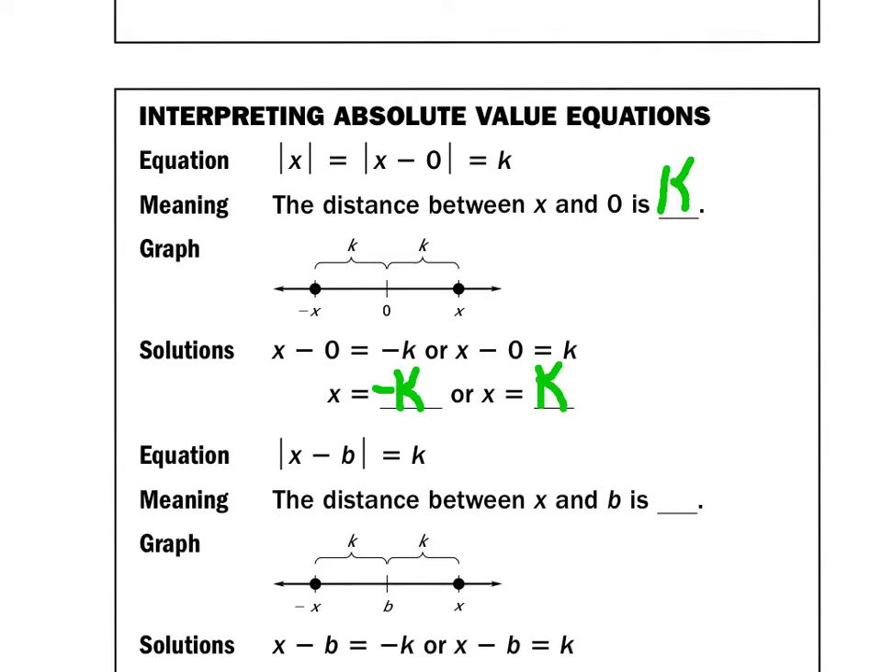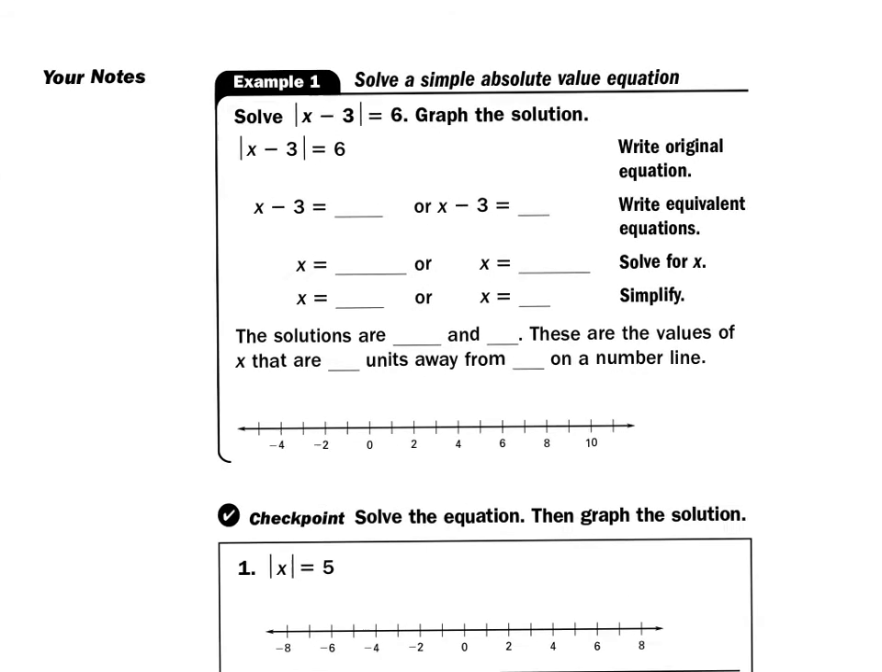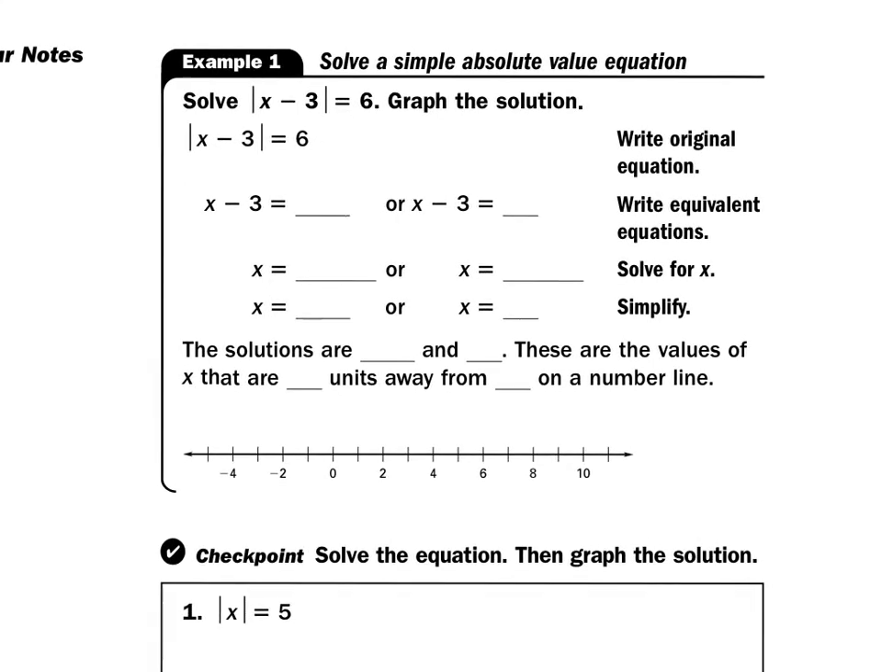These are a little bit weird to understand in just the letters, so let's go ahead and skip over and leave the rest of that blank. So I need to solve a simple absolute value equation. The absolute value of x minus 3 equals 6.